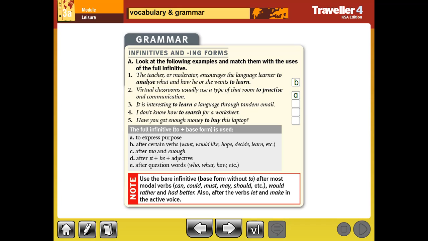الأفعال الناقصة. هدول يتبعهم infinitive, but without to, بدون to. For example, I can swim. I could do it. I must study. I may see him. You should go to the doctor. No to. ما نستخدم to بعدهم. Infinitive without to.